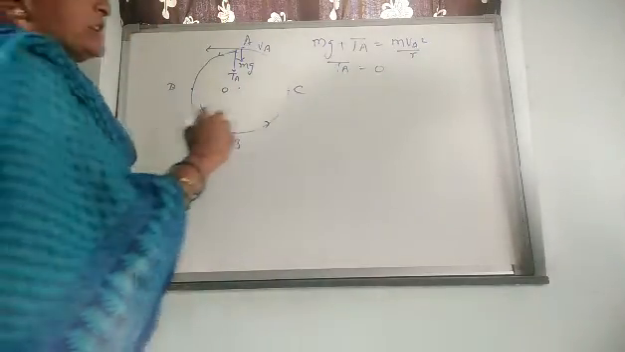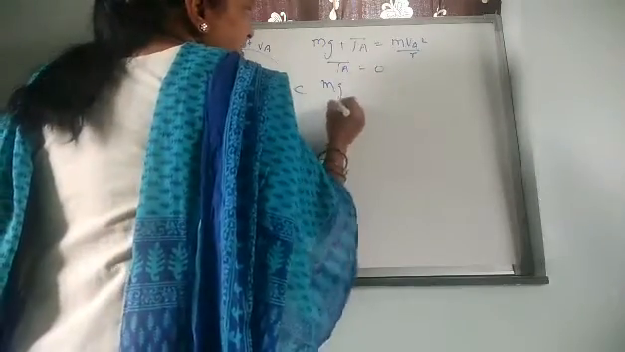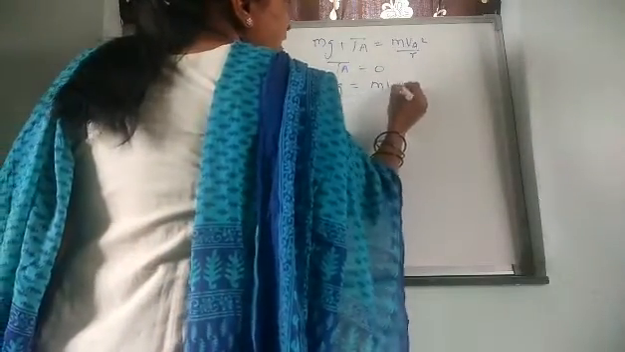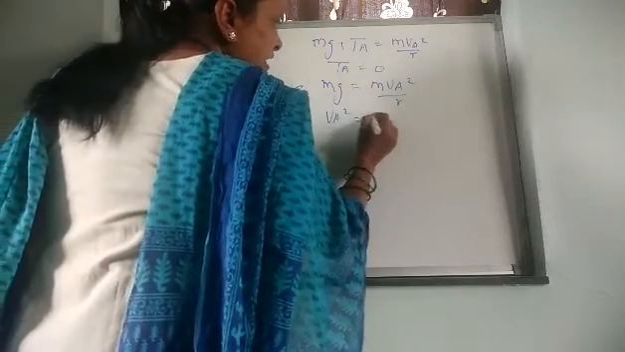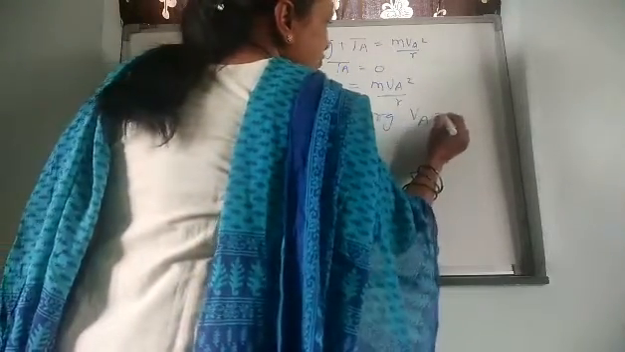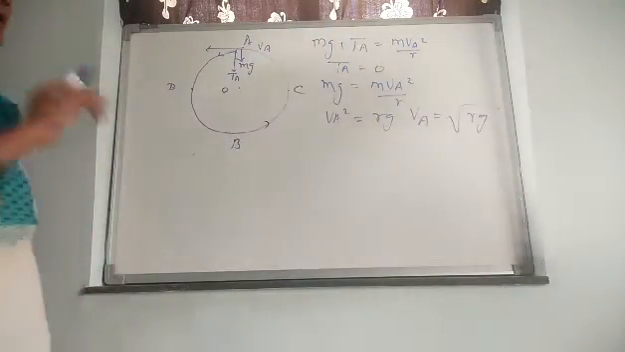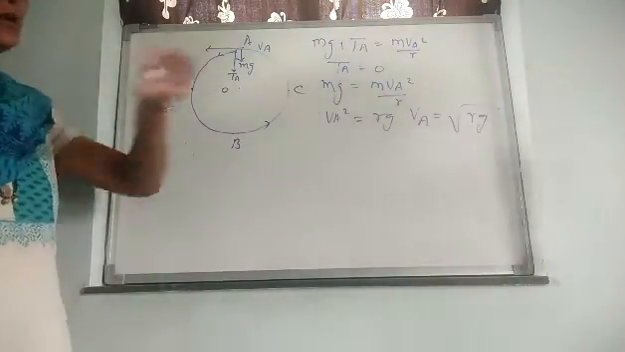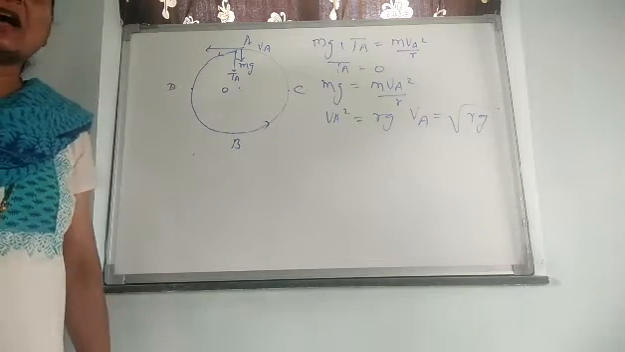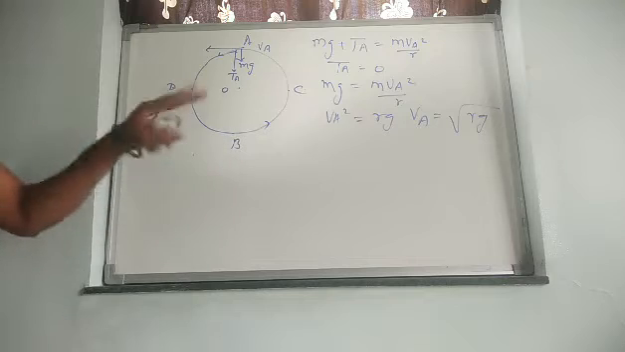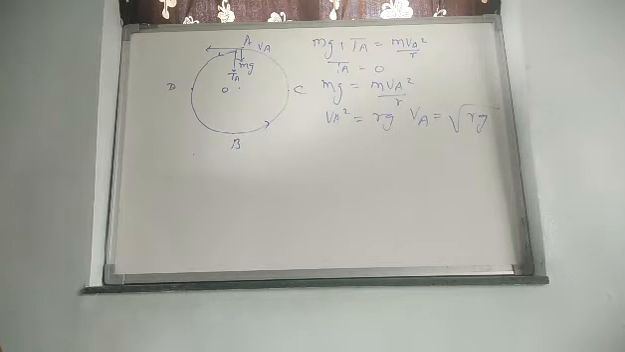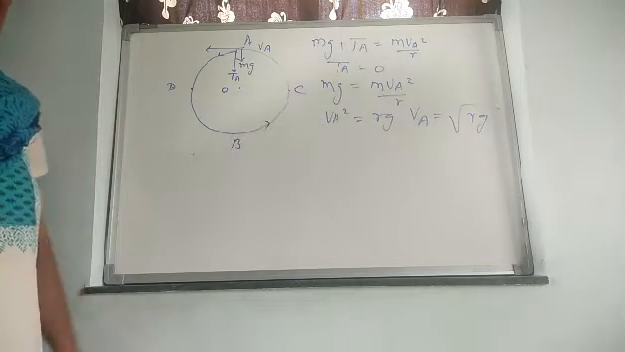And in this case, when TA is equal to 0, then you can write mg is equal to mVA square upon r. That is, VA square is equal to rg. That means VA is equal to under root rg. This is the minimum speed at the topmost point, where V is equal to under root Rg, where R is the radius or the length of that string, and g is the acceleration due to gravity here. Velocity at the uppermost point will be equal to under root Rg.